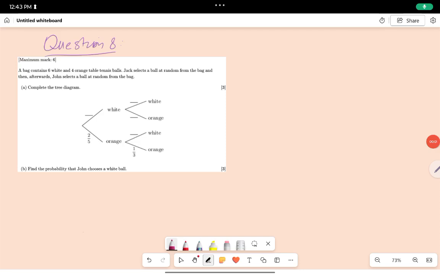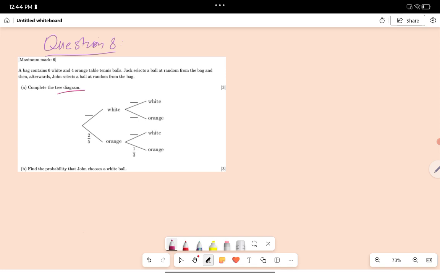Hello everyone. So this is question 8, the 8th question of the revision questions, that set of questions that had like 20 questions in total. So this is again a tree diagram question, and this is about tennis balls. So let's read it together.